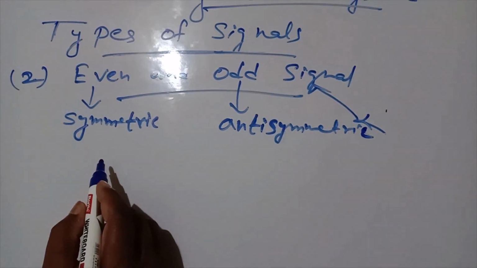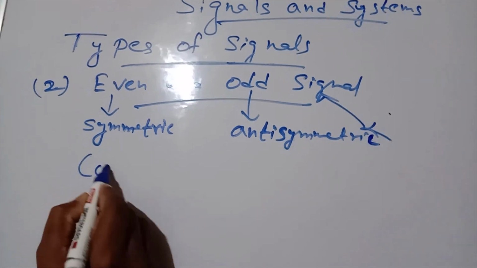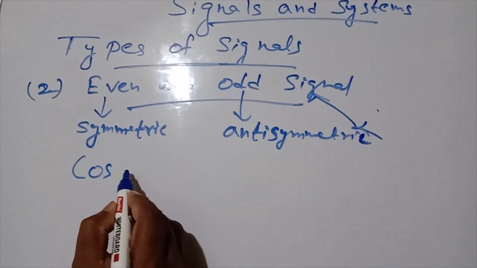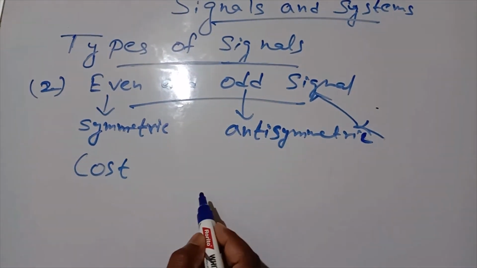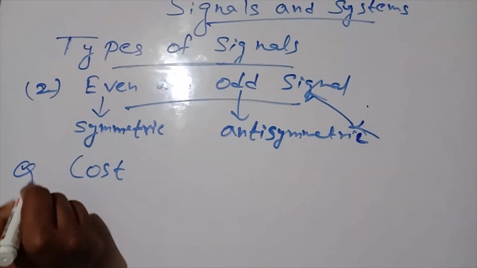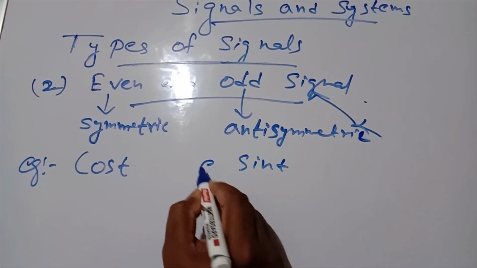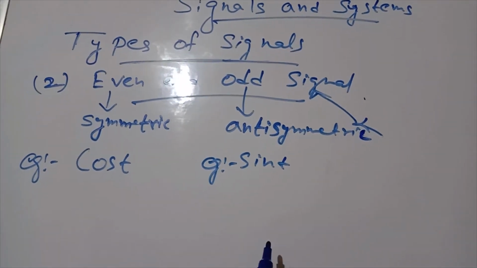So for symmetric signals, we have examples like cosine signals, so cos t. And for anti-symmetric signals, we have examples like sin t, like that.